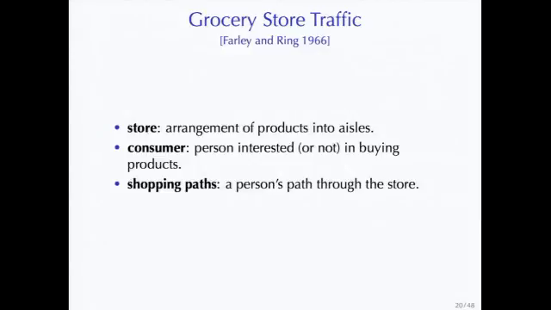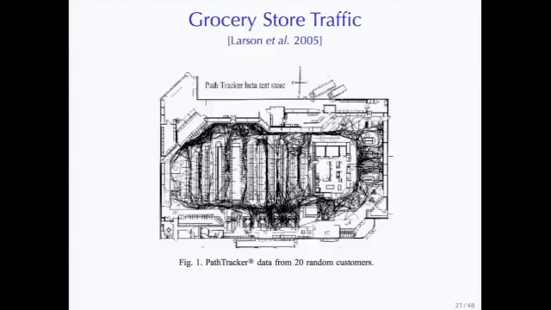What they call a consumer is a person interested or not in buying products. So it's somebody who's navigating this grocery store. And the paths in this case are shopping paths. So how did the person navigate the grocery store? This is what their data look like. This is data from 2005 when they used RFID tags.